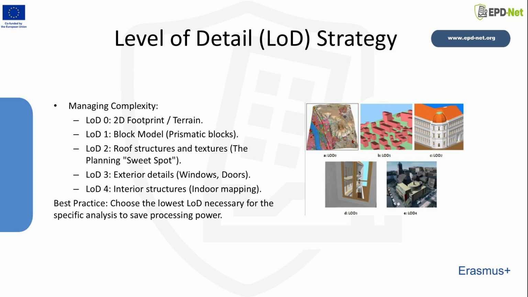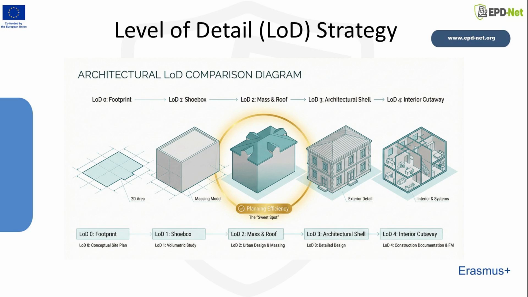For most urban planning tasks, LOD 2 is considered the sweet spot. LOD 2 gives us the simplified building mass and the roof structure. This is exactly enough detail to calculate shadow analysis, solar potential, and wind flow, without the unnecessary burden of modeling every single window frame or door handle. Smart planning means choosing the most efficient LOD for the task at hand.